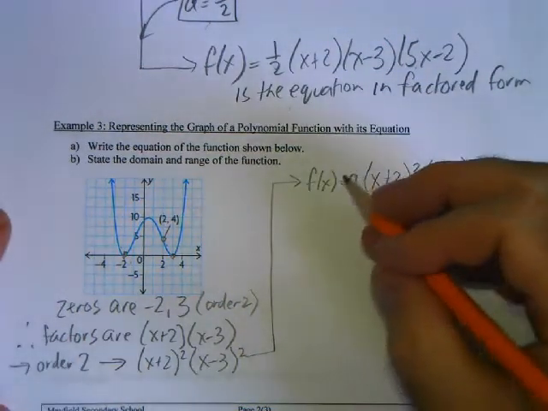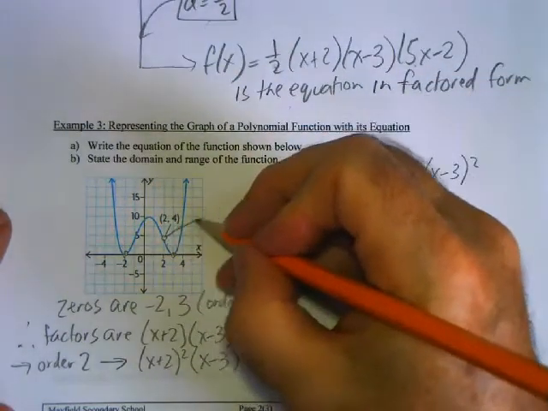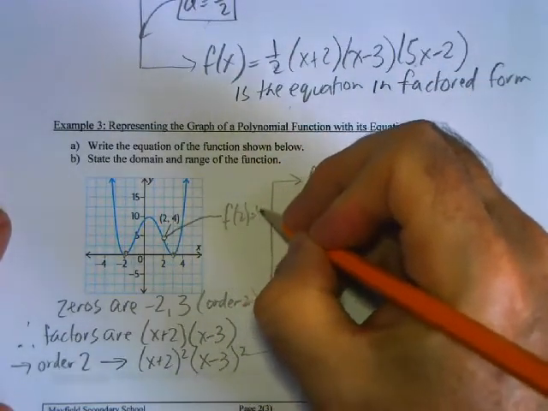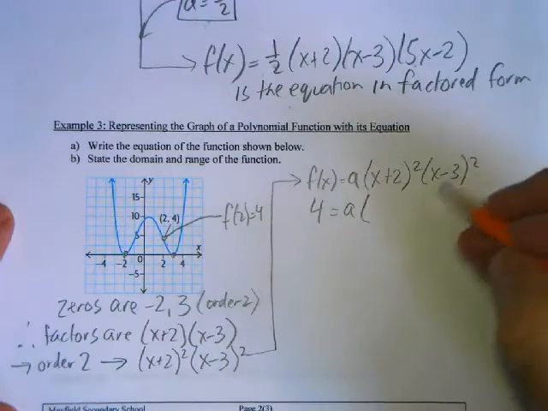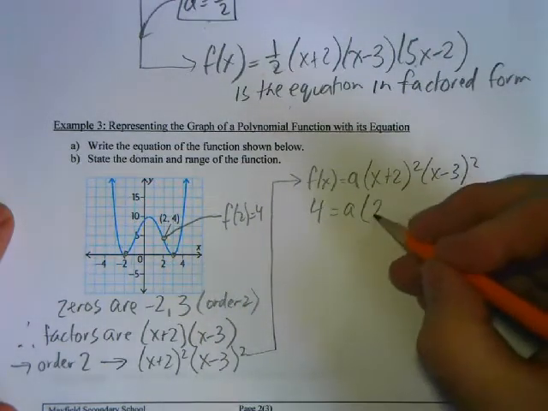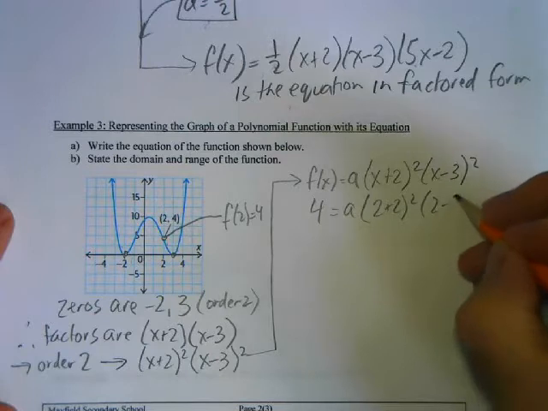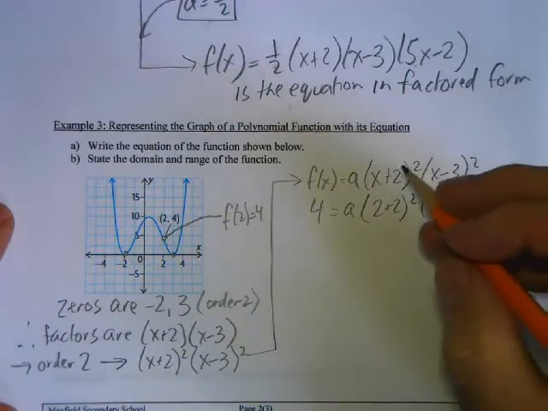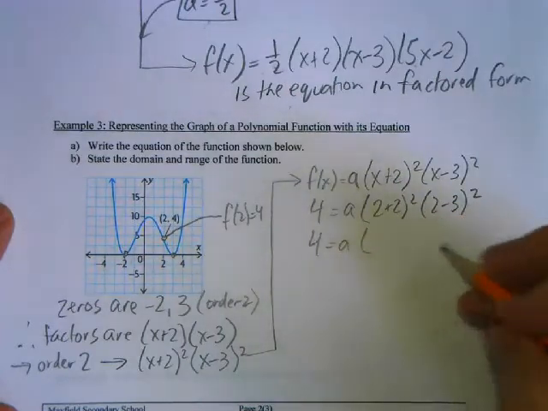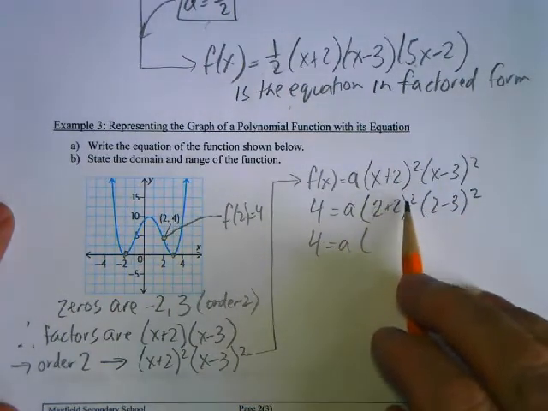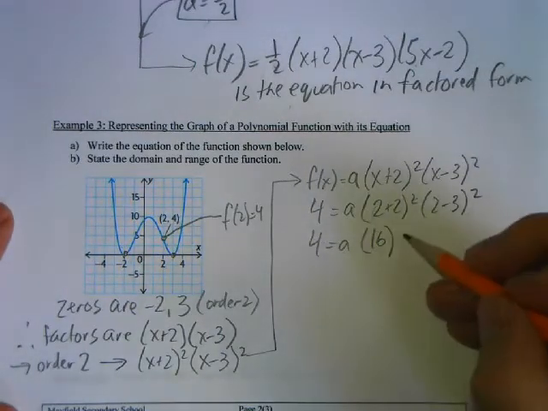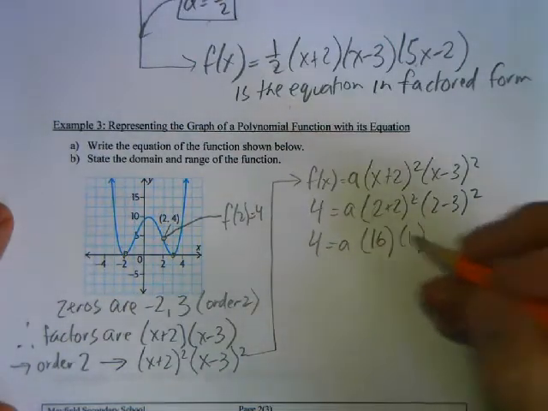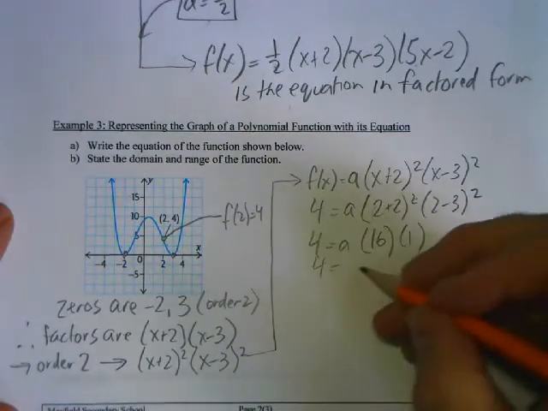Now, here's where we plug in this point. So this point here is f of 2 equals 4. So 4 equals a, and now we substitute in x equals 2. All right, let's work this out. 2 plus 2 is 4. 4 squared is 16. 2 minus 3 is -1. -1 squared is +1. All right, so 1 times 16, so 16a.